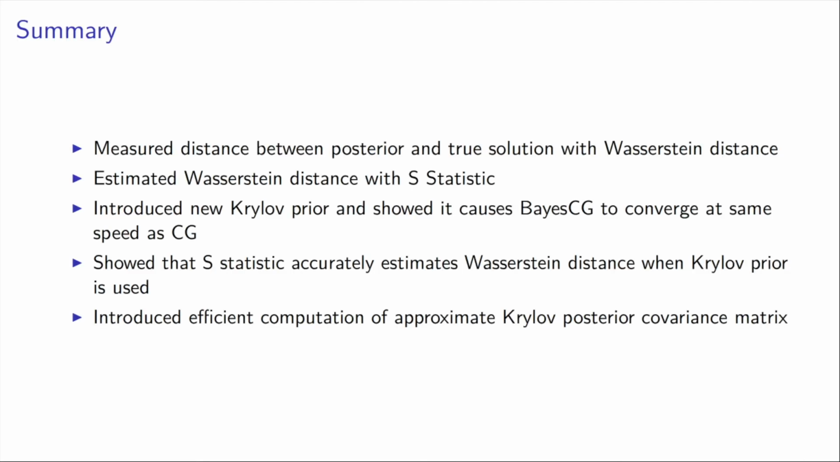So now I'm going to summarize the results that we presented in this talk. We measured the distance between the posterior distribution and the true solution with the Wasserstein distance. We then estimated the Wasserstein distance with the S-statistic. We introduced a new Krylov prior and showed that it causes Bayes CG to converge at the same speed as CG, and we showed that the S-statistic accurately estimates the Wasserstein distance when the Krylov prior is used. We also introduced an efficient method to compute an approximate Krylov posterior covariance matrix and showed that it behaved similarly to the full Krylov posterior covariance matrix.